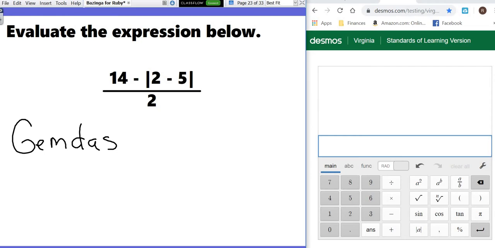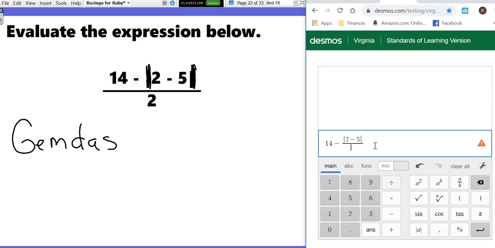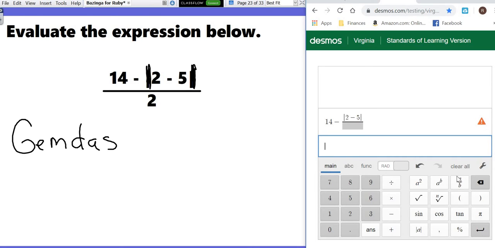The first thing you would do would be this grouping right here, the absolute value, the 2 minus 5. But since we've got our calculator, let's just put it in. It's going to be 14 minus absolute value 2 minus 5, close the absolute value, and then we're going to divide by, and I'm going to have to start this over. I'm going to go to my next line.